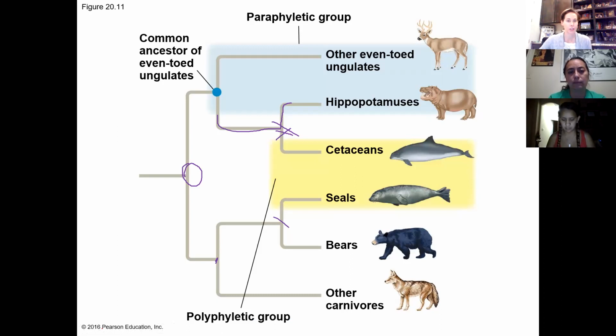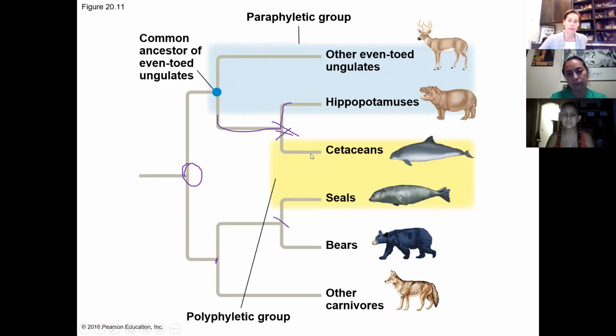So what is this trying to show us? Our common ancestor is this guy over here, but this paraphyletic group, this green or blue shaded section, is paraphyletic because it includes some plus some others. This one is polyphyletic, right? Because it includes from multiple different, actually, I'm sorry, this doesn't include these guys.